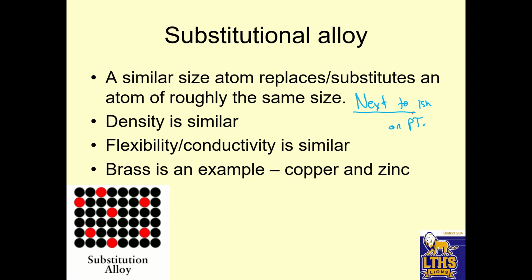Brass is an example of this, which is copper and zinc, which if you look on the periodic table, they're pretty close to each other. Hey, right next to each other, they're neighbors. So they can substitute like that. Sometimes it's wanted, sometimes it's not wanted, but brass has some definitely different properties than copper and zinc.